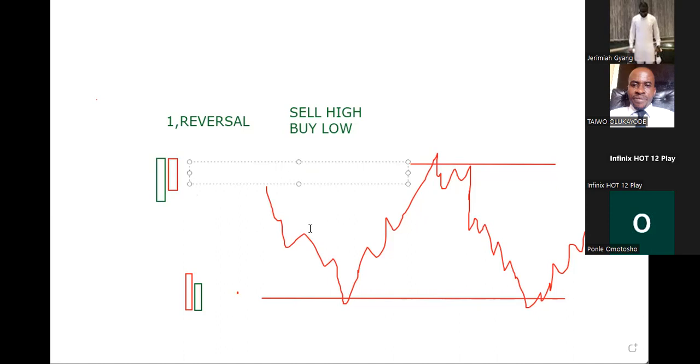So the first one I've drawn now is our signal to sell high, which is also the same thing as selling at resistance.